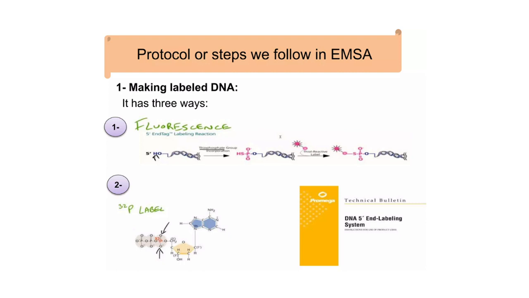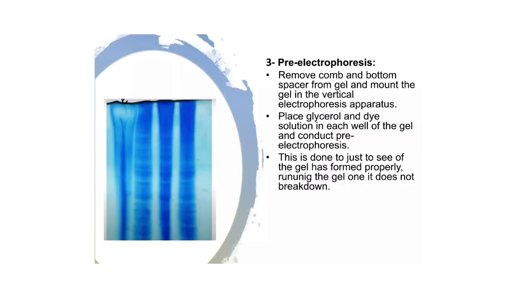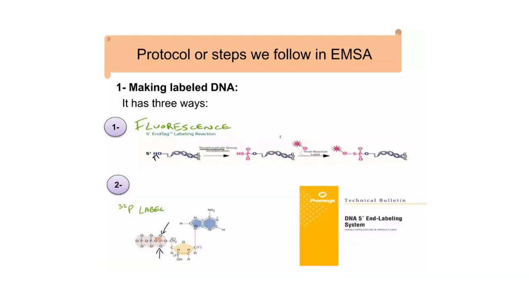Now, this is the protocol, or the steps that we follow. The first thing is making a fluorescently labeled DNA. It can be done in three ways. You have the 5' end, that is the labeling reaction, and you incubate it with your DNA. Everything is performed in a dark environment and in the presence of ice. So you incubate it, and then it's labeled.